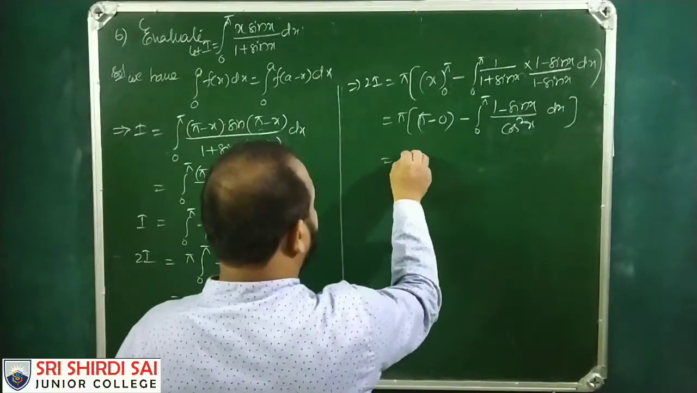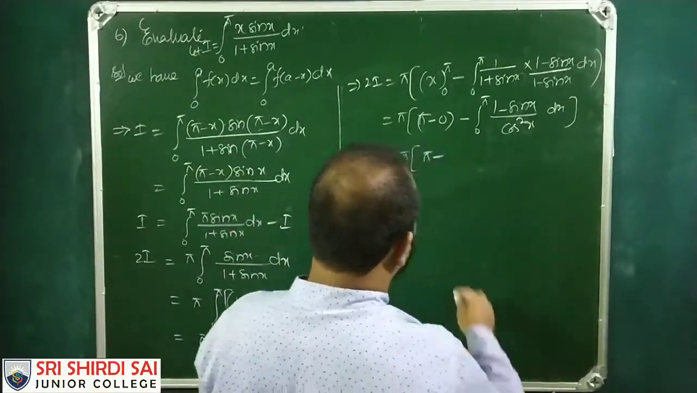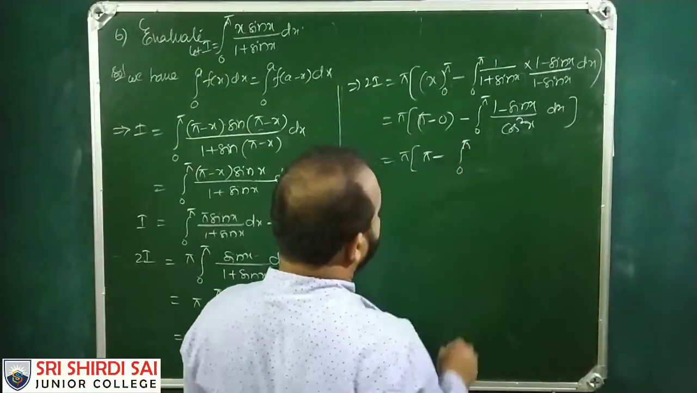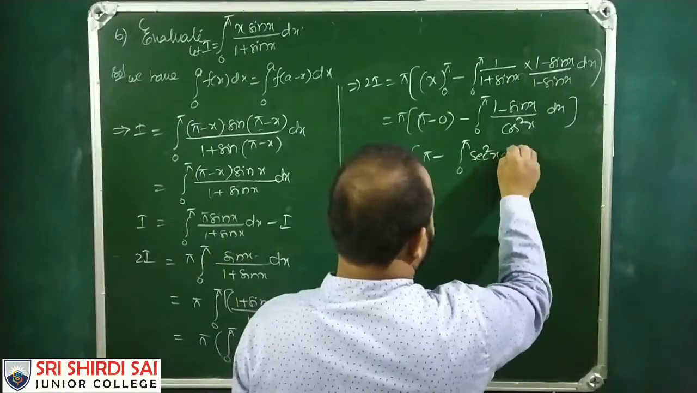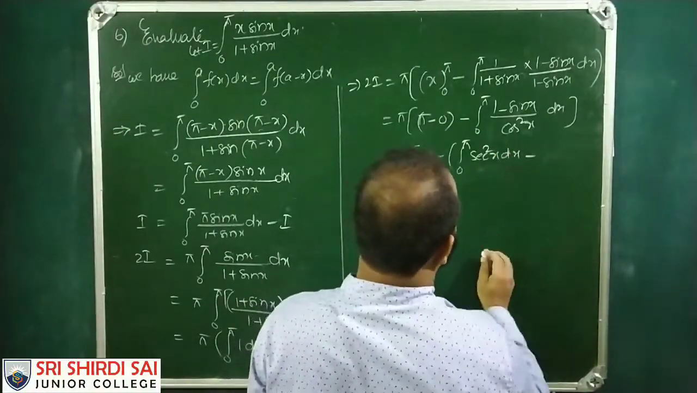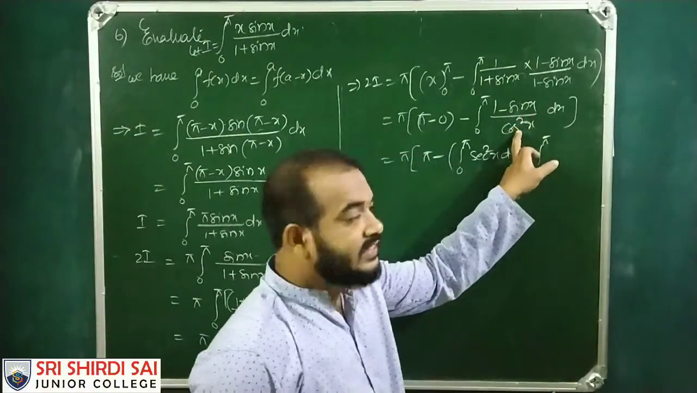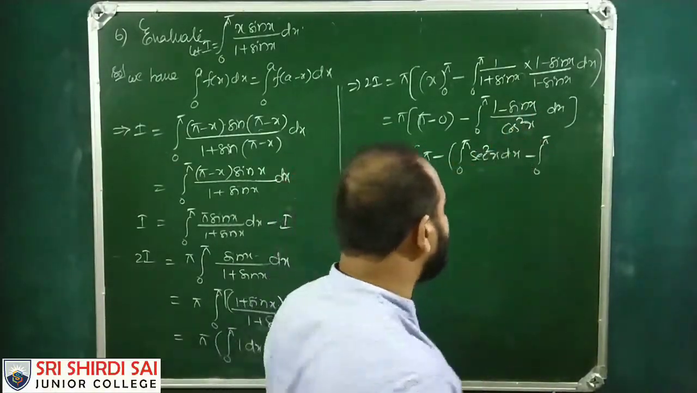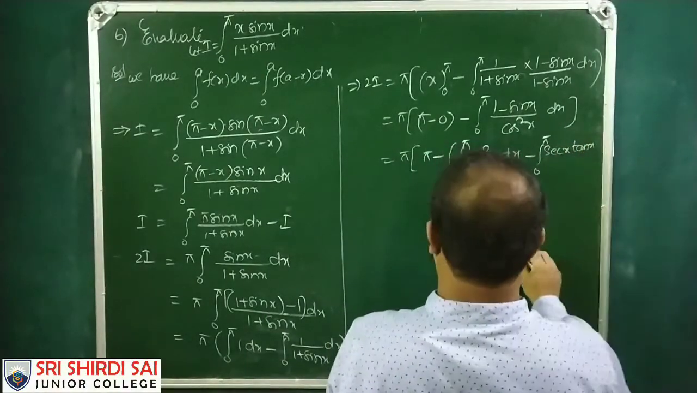So pi into pi minus 0 is pi, minus, so this is integral 0 to pi 1 by cos square x is secant square x dx minus 0 to pi sin by cos is tan x, 1 by cos is secant. So secant x tan x dx.